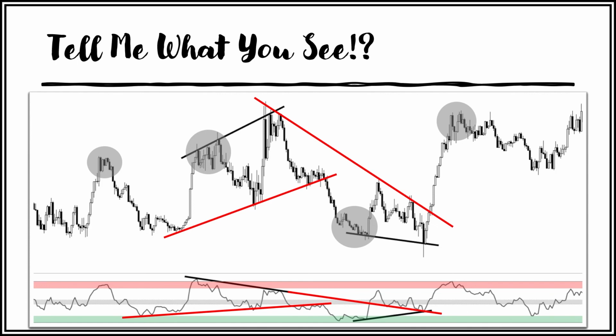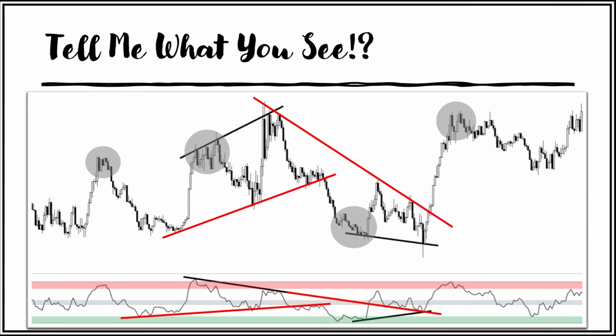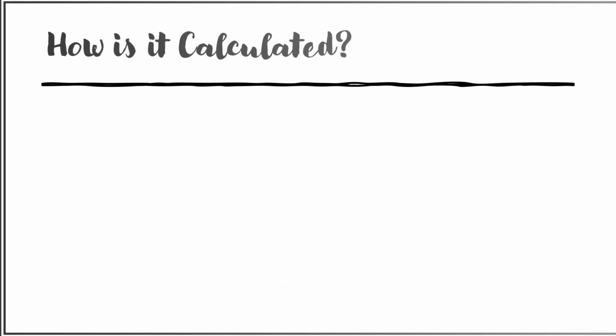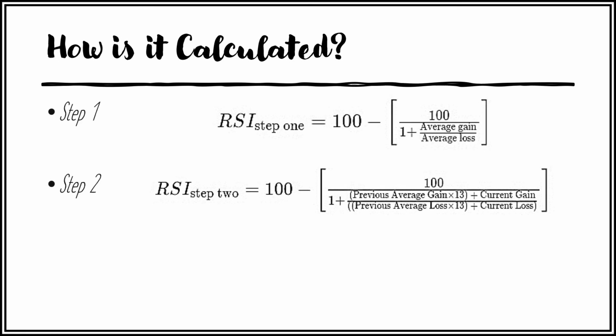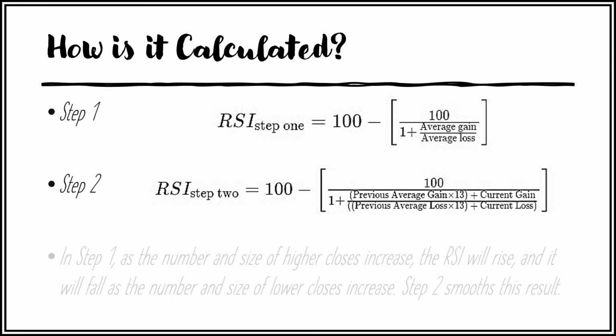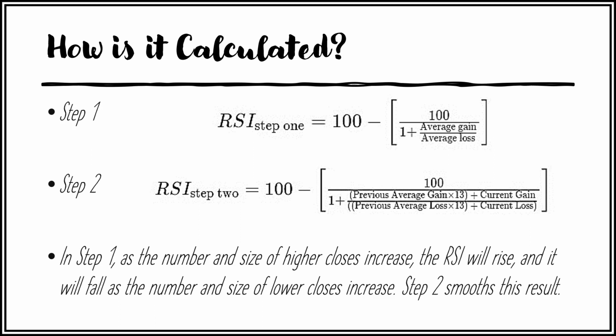All right, so now that all the fun parts are kind of done, let's take a quick look at how this thing is actually built. All right, so how is the relative strength index actually calculated? Well, it gets broken down into two parts or two formulas. I won't bore you with reading them out. You can pause the video. You can look through these if you want. But in step 1, as the number and size of higher closes increases, the RSI will rise. And as the number and size of lower closes increase, it will fall. Step 2 simply just smooths this result.